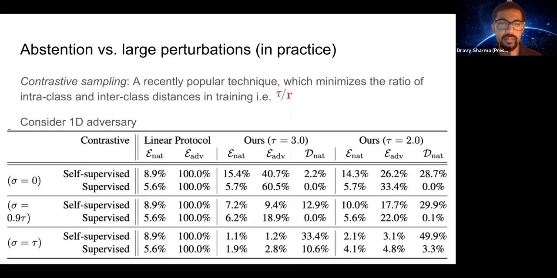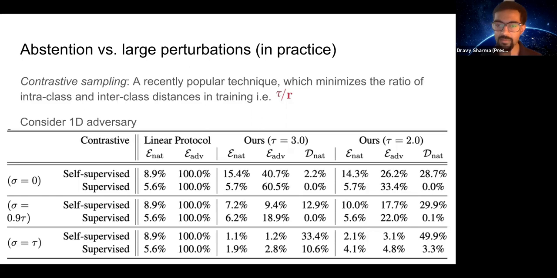We basically vary our parameters tau and sigma. What's interesting to see here is that for the linear protocol, which is putting a linear decision boundary in the feature space, which is what everybody does with these deep networks, the adversary can always succeed. This corresponds to our lower bound, where if you don't abstain, you are bound to fail. But in our setting, we can match the natural accuracy, get a reasonable adversarial accuracy which is not 0, and hope that the abstention on the natural data set is not large. The abstention for the linear protocol is 0, but for ours we trade off between the adversarial accuracy and natural accuracy by varying our parameters.